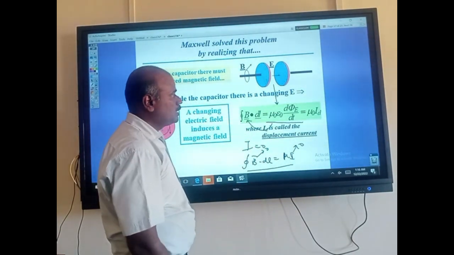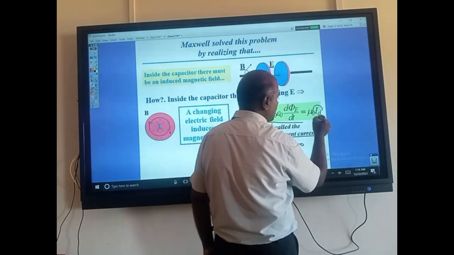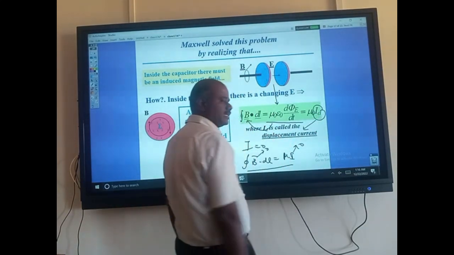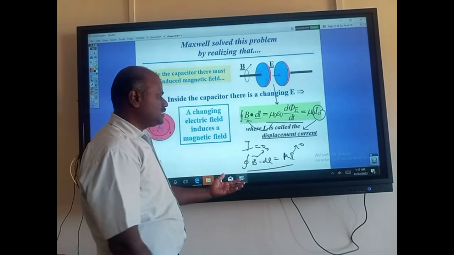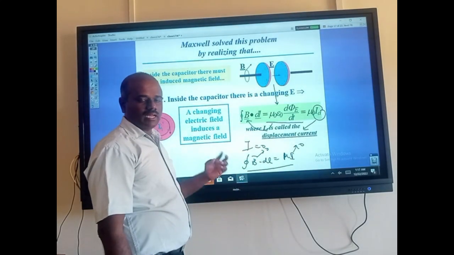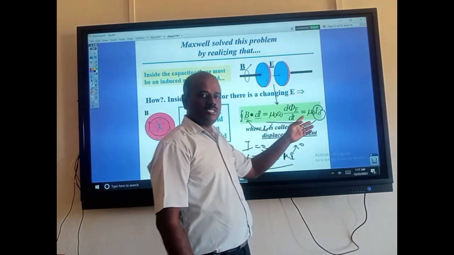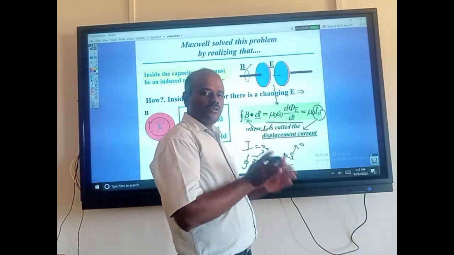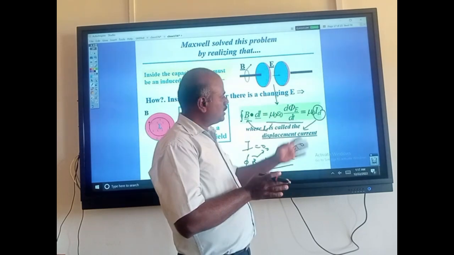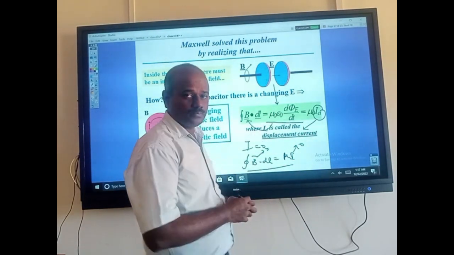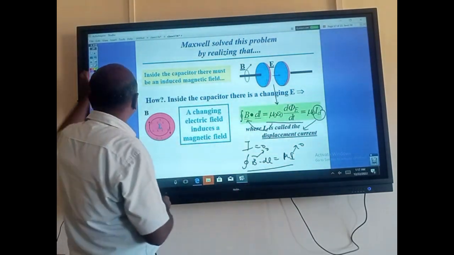This is called I_D. That is called displacement current. Until now we discussed the conduction current alone, where the current takes place only in the metallic medium. But in a dielectric medium there is also a current possibility, which we call dielectric current flow or displacement current.